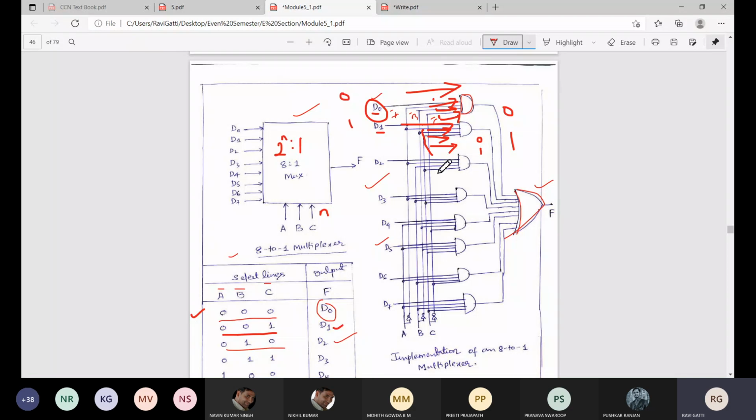Like this, I am summing all the D1, D2, D3 outputs and giving them to F. Since all devices will not be active at any instant of time, and only one device will be active, the OR expression is feasible to implement in this circuit diagram. Okay, sir. Got it.